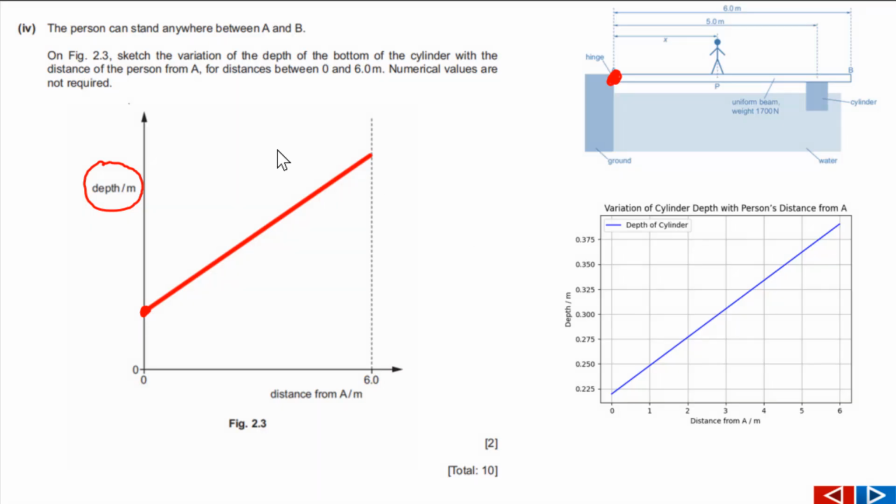If you're more curious about this one, we can also derive the equation for this graph. So this will be the equation. You can also see in this equation, this is the y intercept and this one is the gradient. But you don't need the equation, you simply need to understand how it is changing. You can derive this based on the principle of moments.